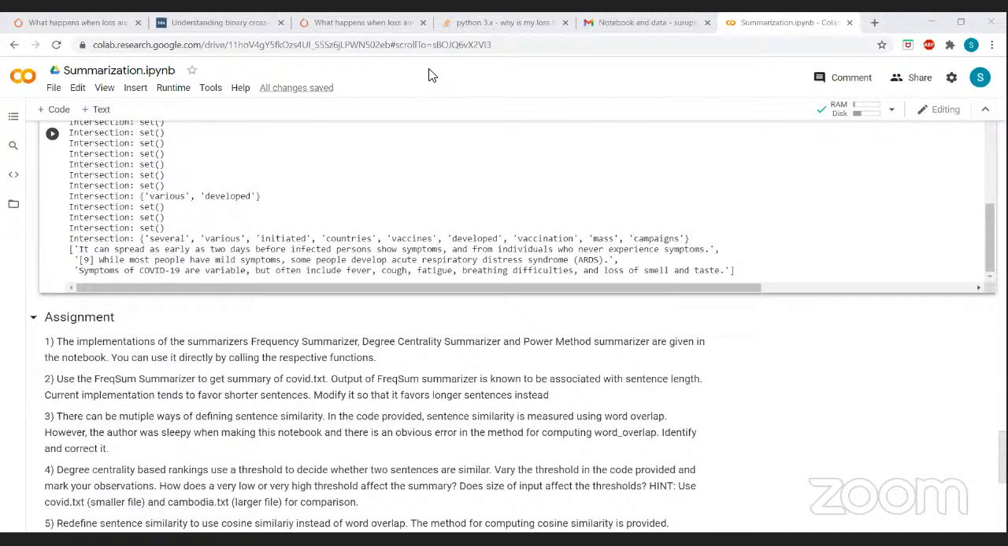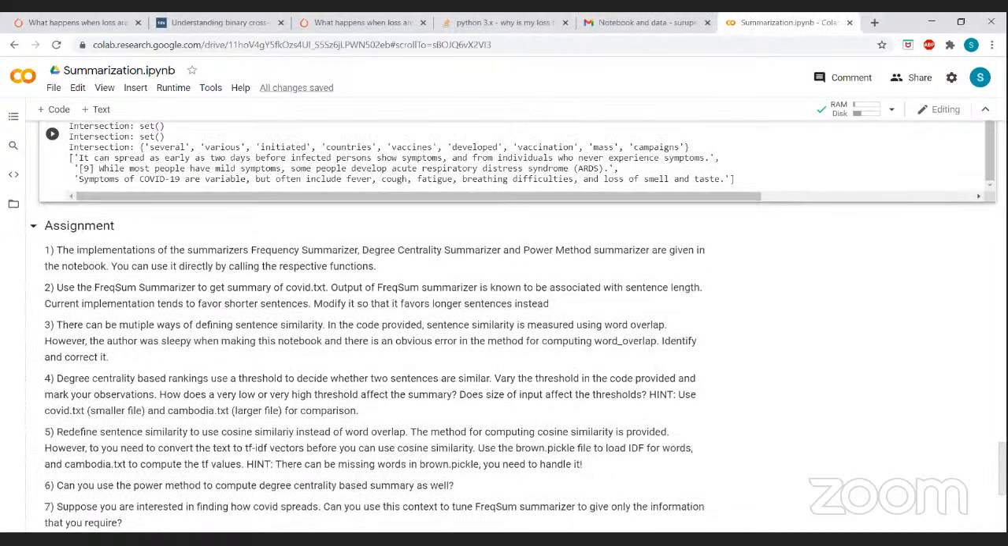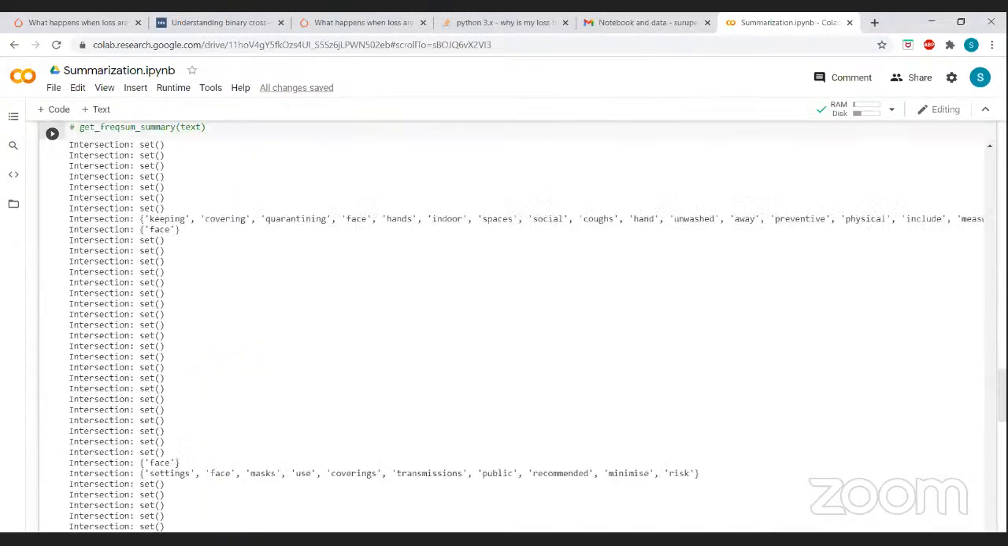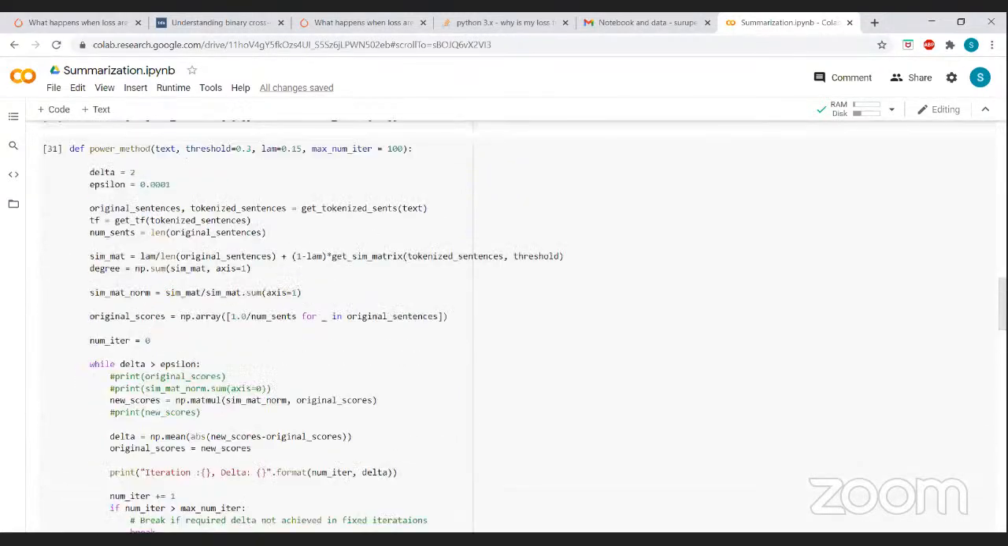Okay, I can give you a hint for the second question. Basically, if a sentence has more words, it will also have more frequent words. So if you look at the code, you have to modify it so that your score directly depends on the number of words in a sentence.